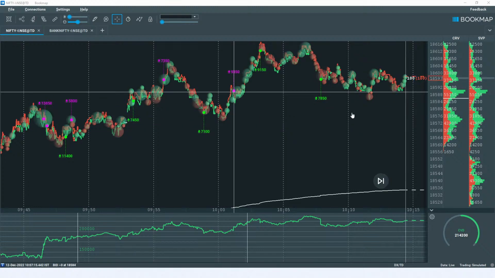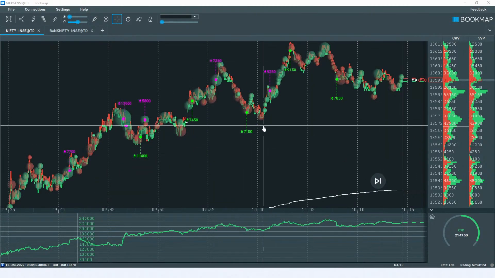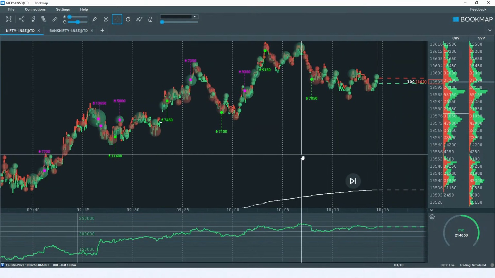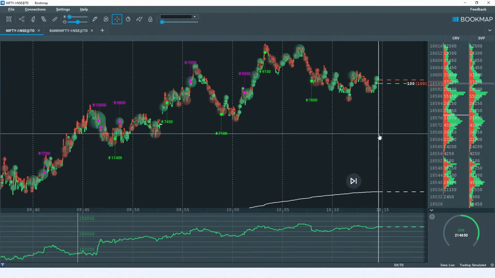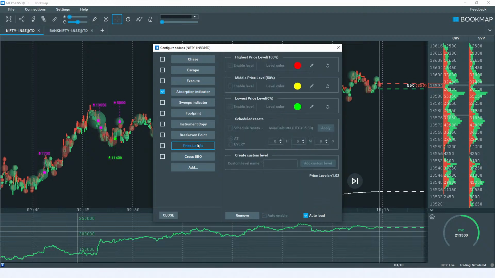Just give me a moment. I'm just going to explain the absorption today, and after that I'm going to introduce you to the other indicators as well. The first useful indicator in the system: if you go to the configure add-ons, there is something called price levels. For our particular process, the first step is to identify the trend and the second step is to identify the location. If you want to identify the definitive location without error, then price levels can be one of the powerful indicators.